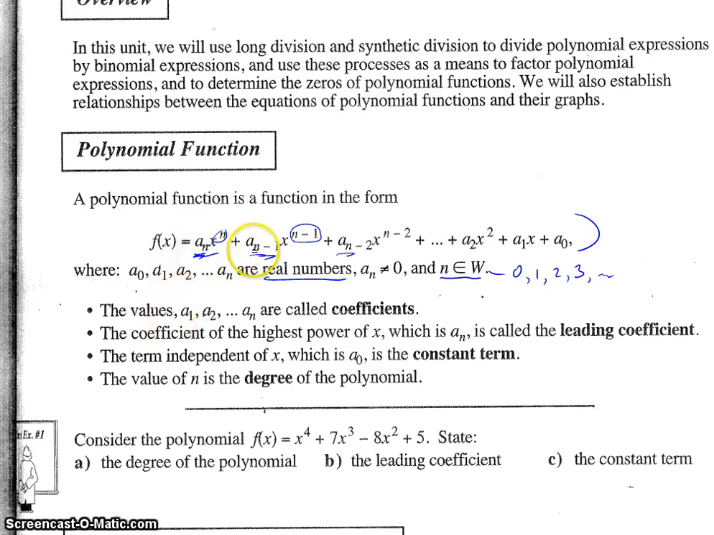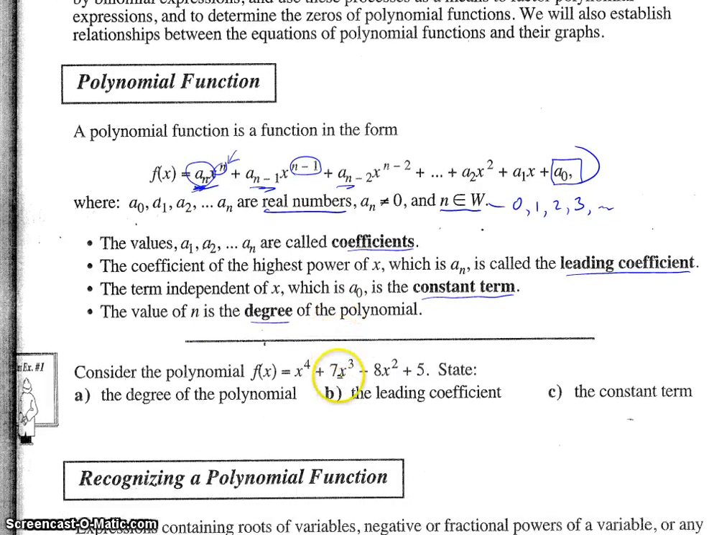So all these numbers in front are called coefficients. The coefficient of the highest power, that's this one here, is called the leading coefficient. The term independent of x, which means the one that doesn't have x, is your constant term, and that will just be a number like 5 or negative 22. The value of n is the degree of the polynomial, so your highest exponent on x in any one term is the degree of the polynomial.